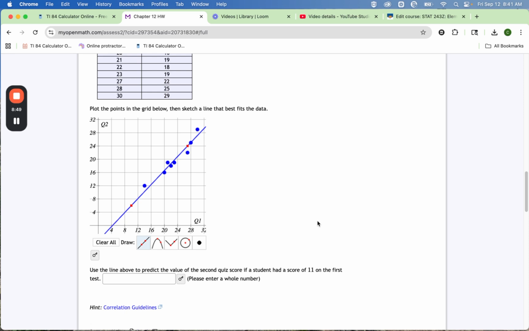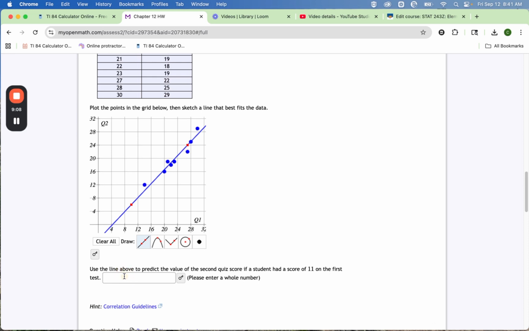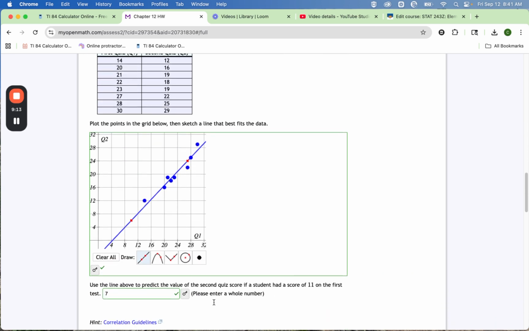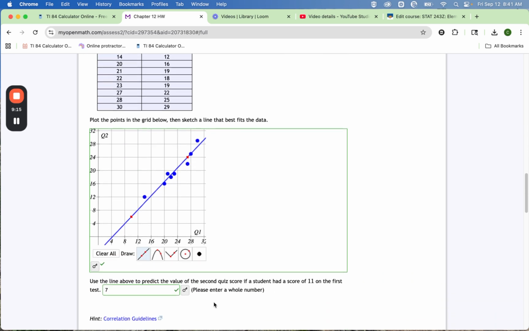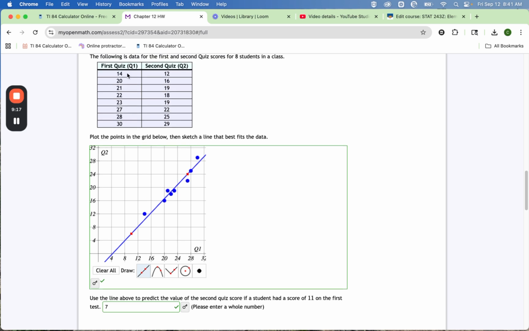All right, now I'm going to use the line above to predict the value of the second quiz score if a student had received an 11 on the first. So here's 11, right here. It looks like they're going to receive about a 7 on the second quiz, right? So that's what I'm going to put here, a 7. Let's see what happens. Hey, I got it right. Don't go back and choose the 11 from the table here. Actually read it off the line, because it could be different.